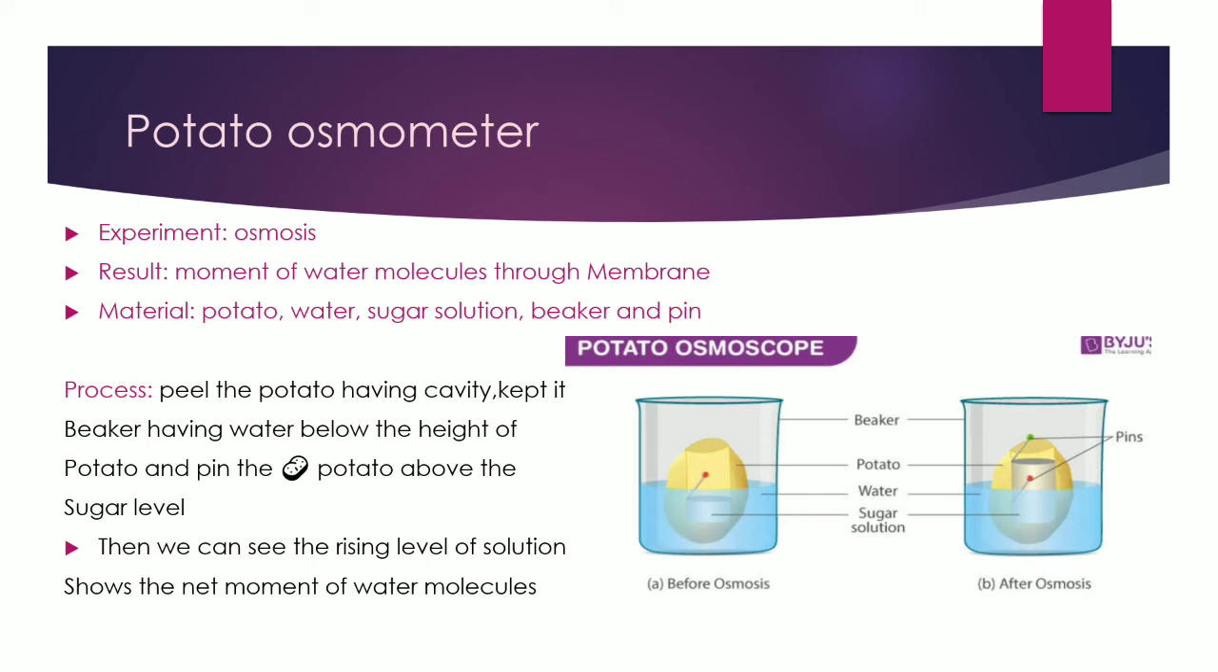Now pour the concentrated sugar solution, maybe 10% sugar, into the cavity to some level, and we have to pin above the sugar level. Okay, after some time we have to observe that it crosses the level of the pin. Meaning there is a rising level of water in it. It explains osmosis, how it happens.